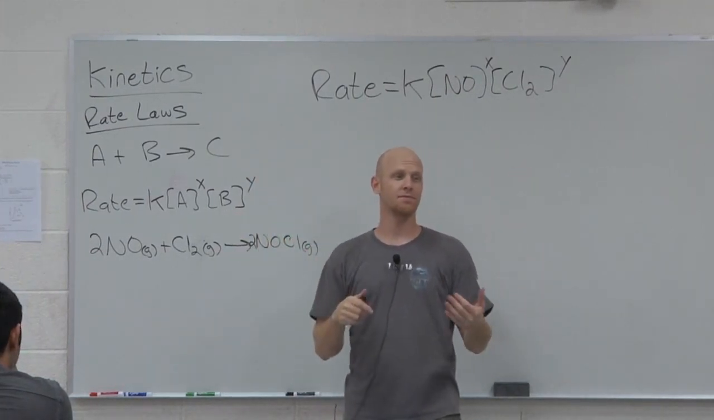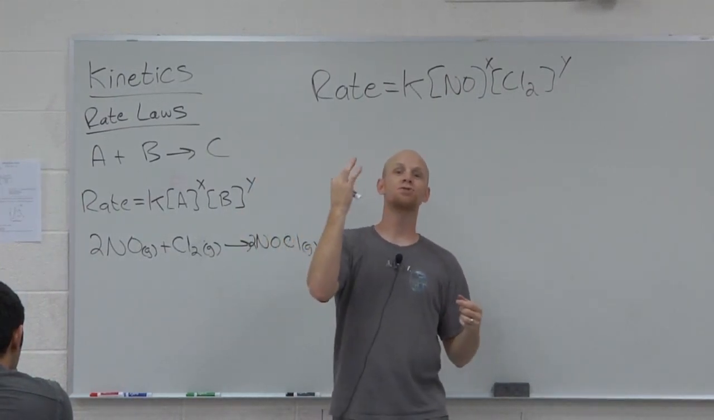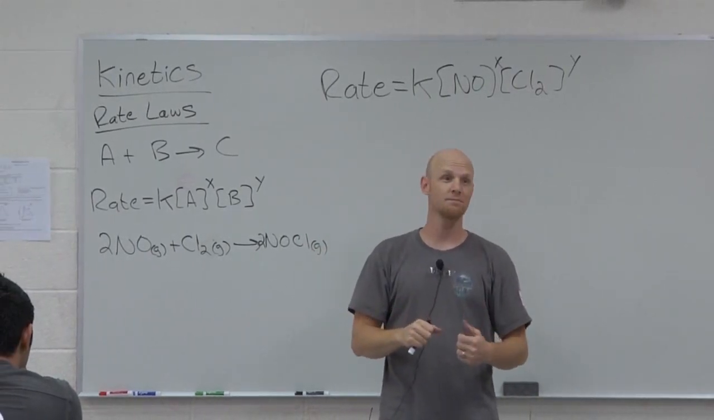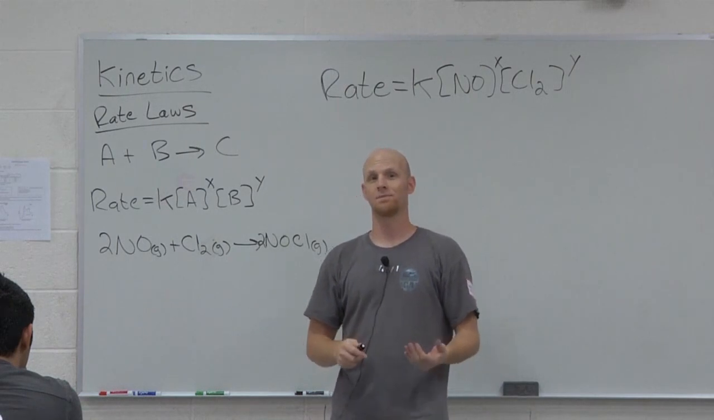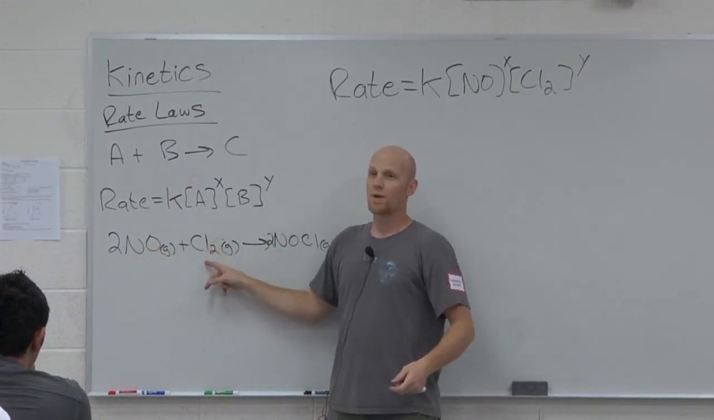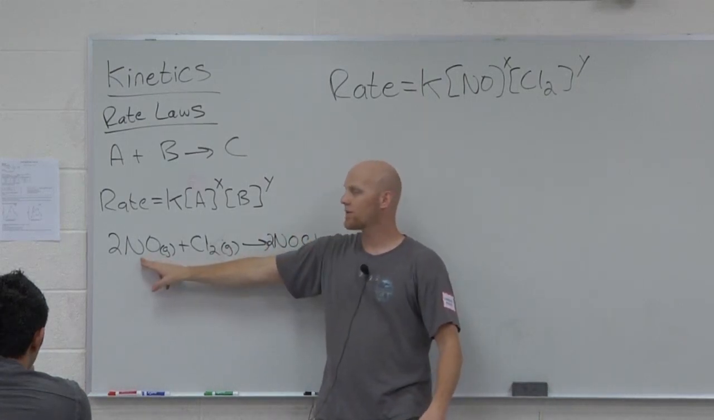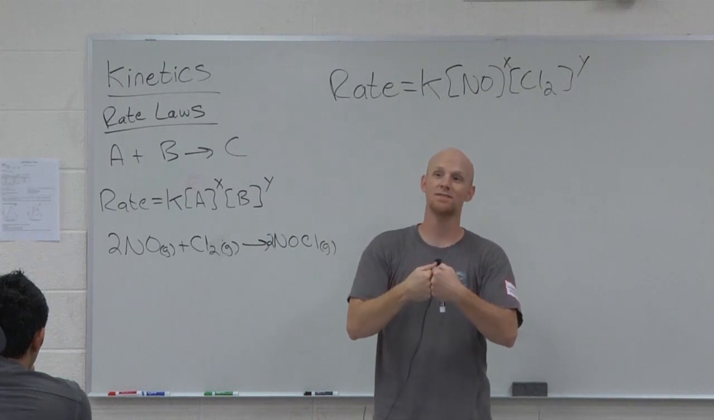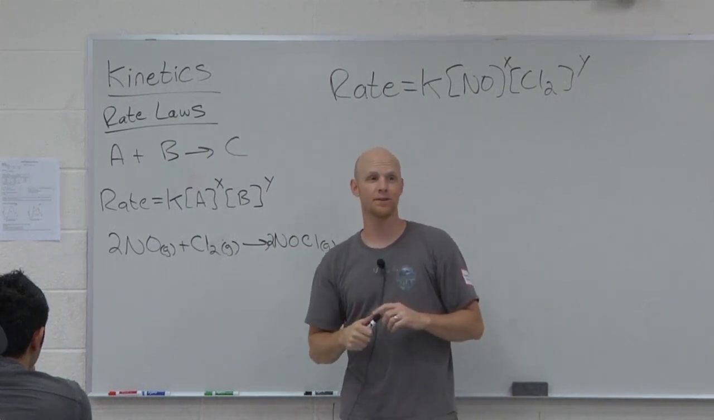And molecules have to collide for a chemical reaction. But for even 3 molecules to all collide at exactly the same moment in time, it's not a very likely event. So for this to be an elementary reaction, what it would mean is that 2 molecules of NO and 1 molecule of Cl2 would all have to collide at exactly the same time. That is not very likely.